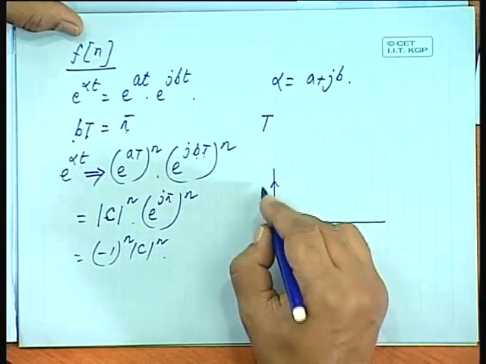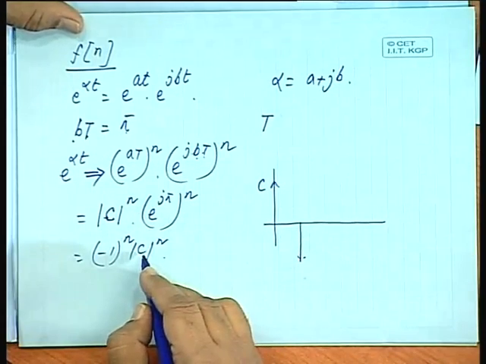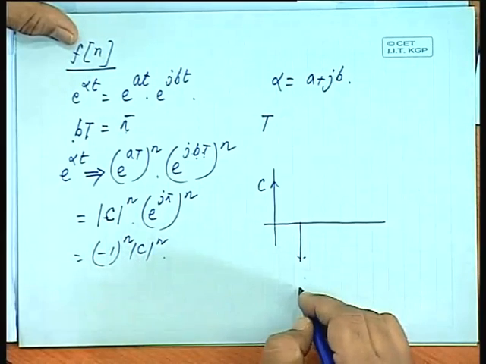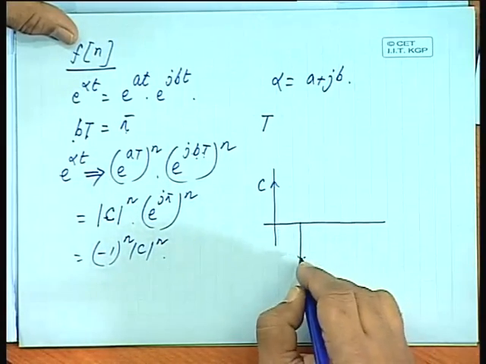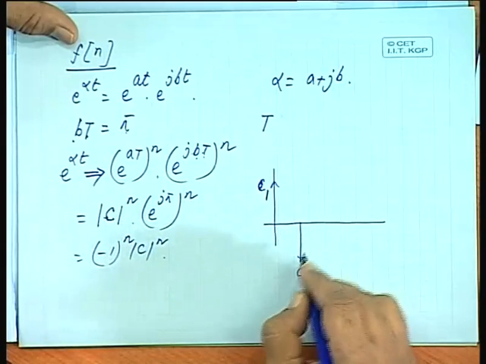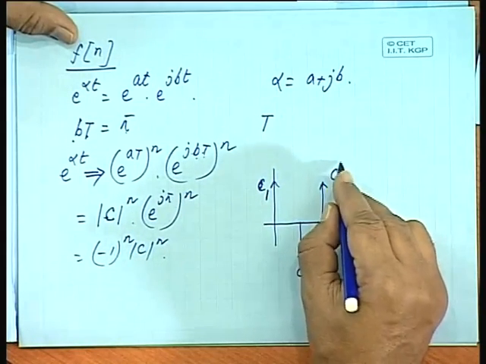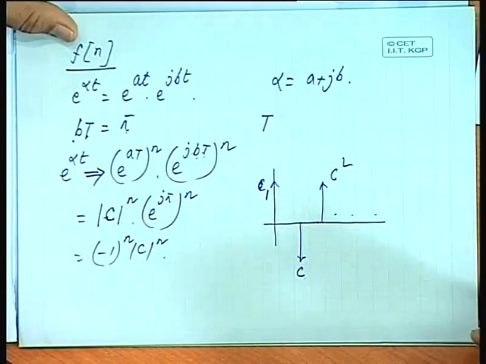So, depending on the magnitude of c, if it is greater than 1, then it will be more; it will start from 1, then c, then c squared, and so on. Okay.